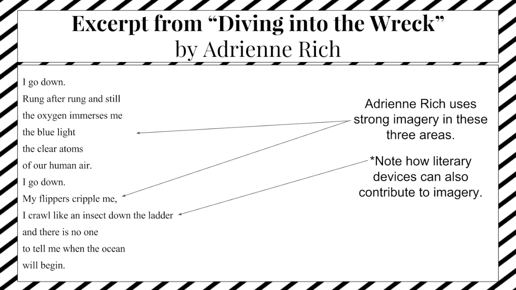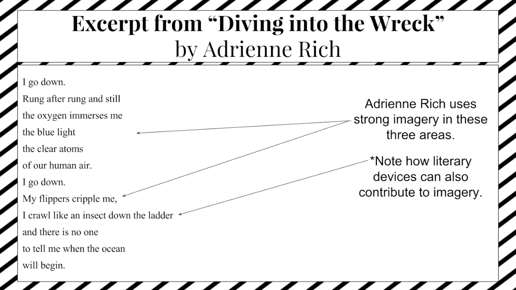Now this is a great example of imagery that Adrienne Rich has put together in this poem. So what we're going to do is look at the different pieces of imagery and try to determine which sense she was trying to appeal to with that description. This portion of the poem is detailing the diver's transition from above the water to being submerged in it.